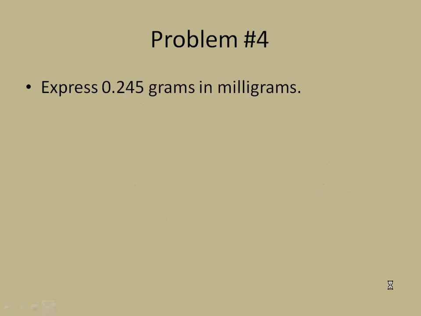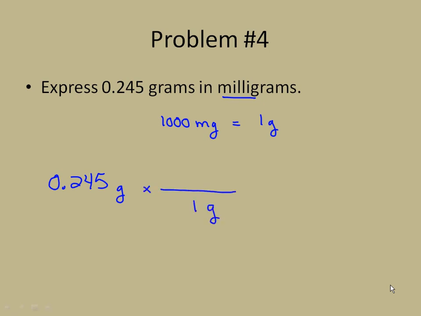Here's our fourth problem. This time we have grams going to milligrams. There are 1,000 milligrams in 1 gram. So I'm using dimensional analysis for this problem. 0.245 grams. I want my 1 gram in the denominator. I want my 1,000 milligrams in the numerator. Multiply by 1,000, you get 245 milligrams. I'm going to go back and cancel my units to prove that milligrams are the units I should have.